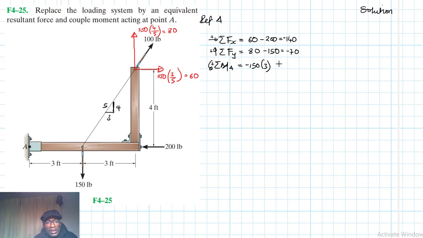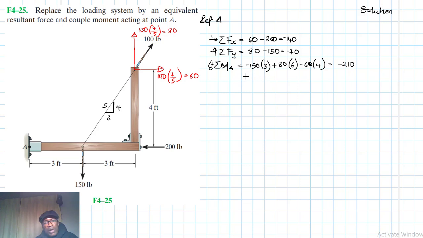And then we have 80. 80 is giving us a positive moment, which is 80 by 6. And then 60 is giving us a negative moment, which is 60 by the lever arm 4. So if we sum up all these, it gives us minus 150 by 3 plus 80 by 6 minus 60 by 4. We have a minus 210. All right. So this is our initial resultant force in terms of x and y.